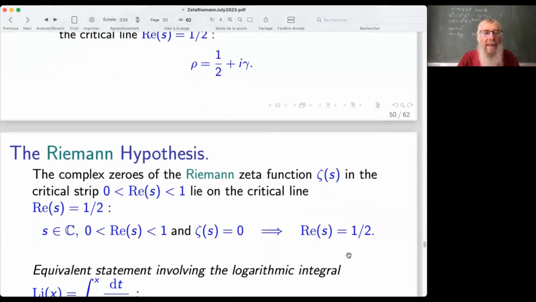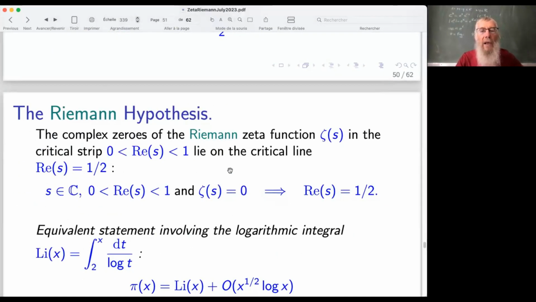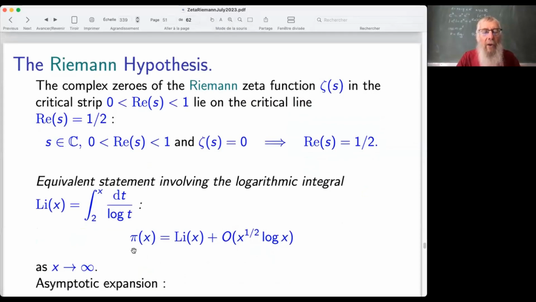So the Riemann hypothesis is that the complex zeros of the Riemann zeta function in the critical strip lie on the critical line, real part of s equal 1/2. If zeta of s is 0 and the real part of s is between 0 and 1, then the Riemann hypothesis is that the real part of s is 1/2. There are many equivalent statements. One of them, which is probably the most well-known equivalent statement, is to give an estimate for pi of x in terms of the function Li of x, which is the so-called logarithmic integral. It is the integral from 2 to x of dt over log t.